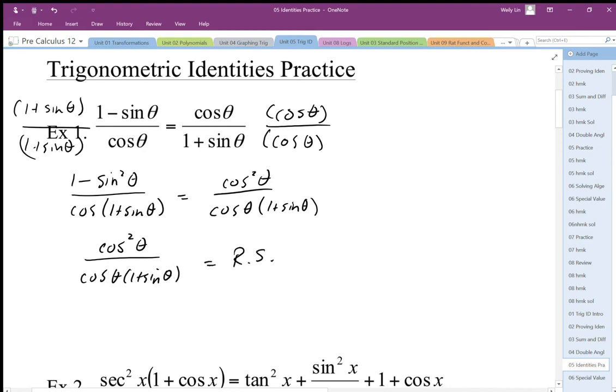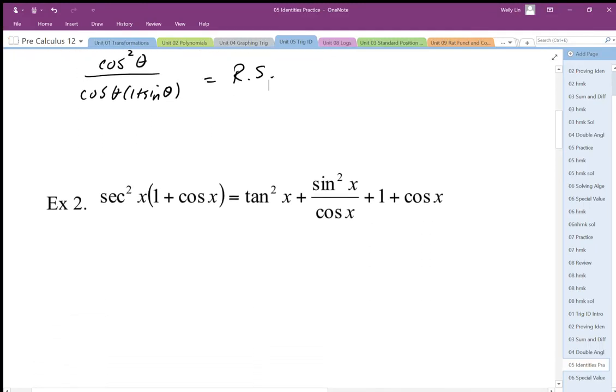There's lots of things we could have done here. We could have canceled. We could have kept that all the same. We could have canceled out the squares here, and we end up with that identity. There's lots of different variations of this. Okay, but as long as you can make the left-hand expression look exactly algebraically the same as the right-hand side, you've proven the identity. Okay, let's take a look at the next one here.